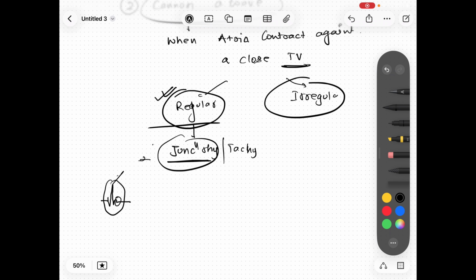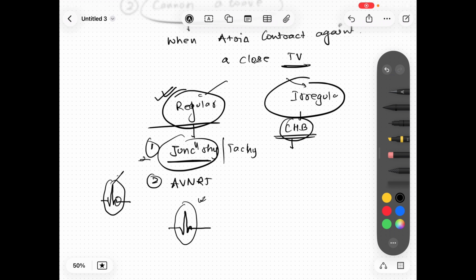The example causes are junctional rhythm or junctional tachycardia. Second is AV-NRT. In AV-NRT also a similar thing happens, like QRS. P wave is within the QRS or just after the QRS. This means the atria is contracting against the closed tricuspid valve. What are the causes of irregular? Example, CHB, complete heart block. There is AV dissociation.